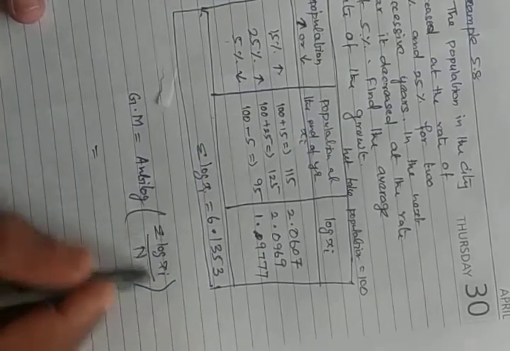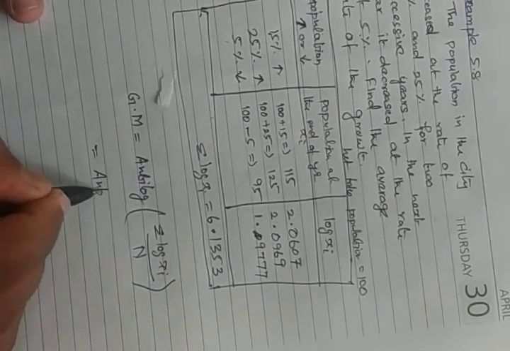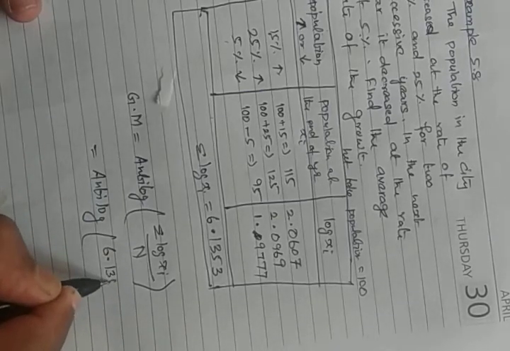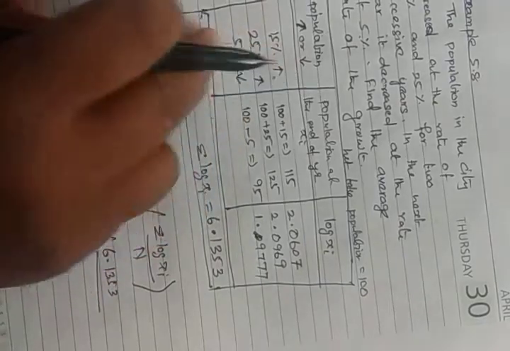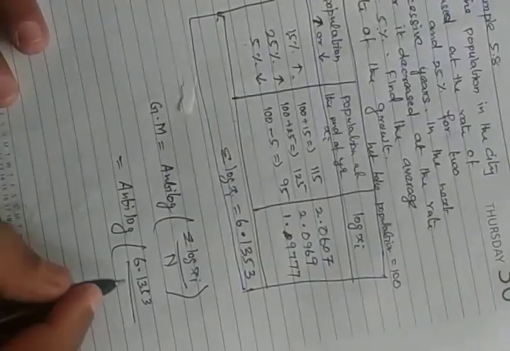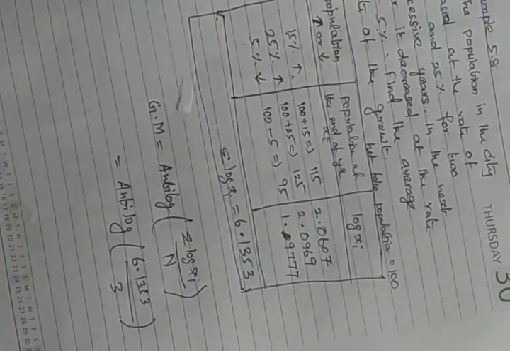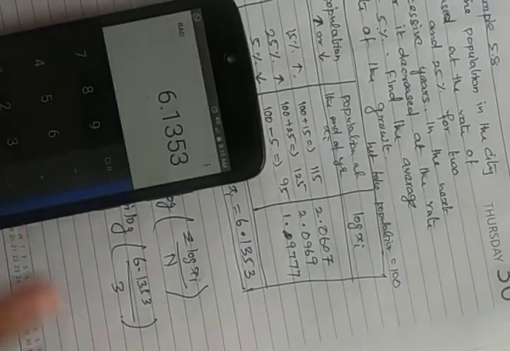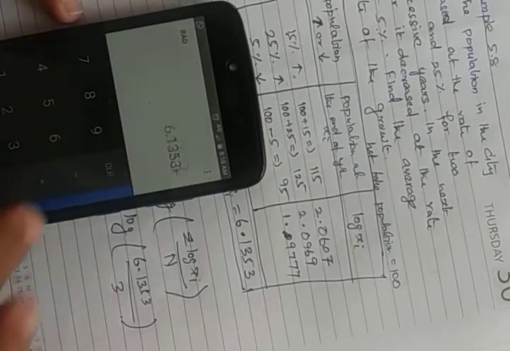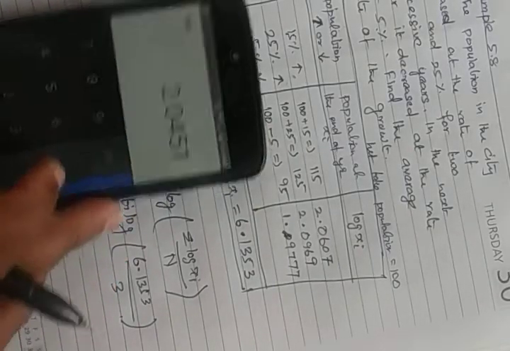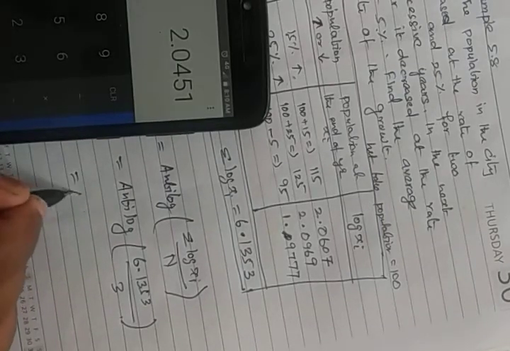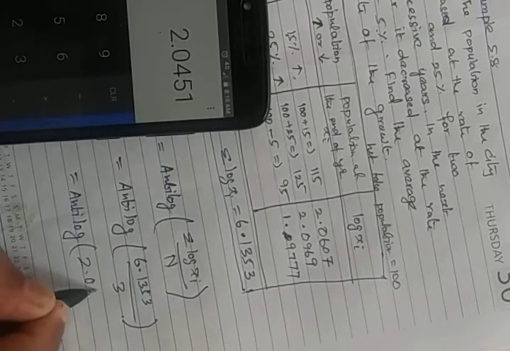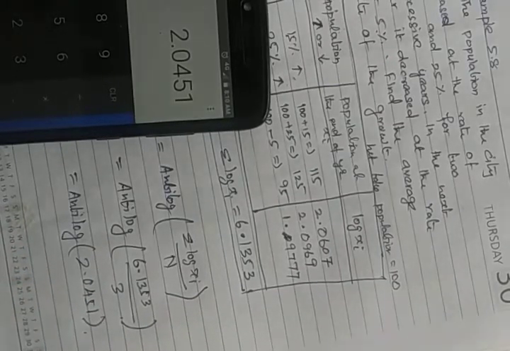So here the value is antilog of what you are going to write: 6.1353 divided by how many? 3 years. So here the n value is 3, so divided by 3. You just divide it by 3. So the same value I am going to divide by 3. You get antilog of 2.0451. That you keep in mind.